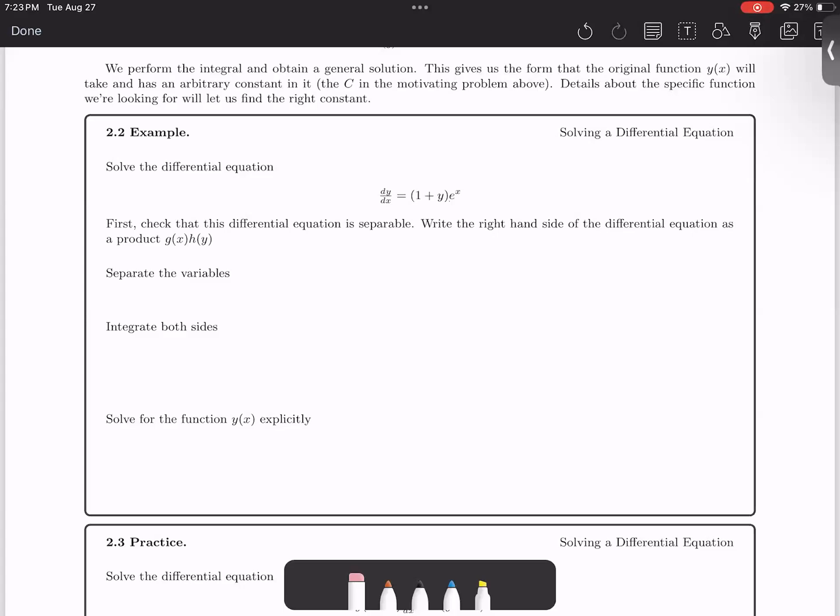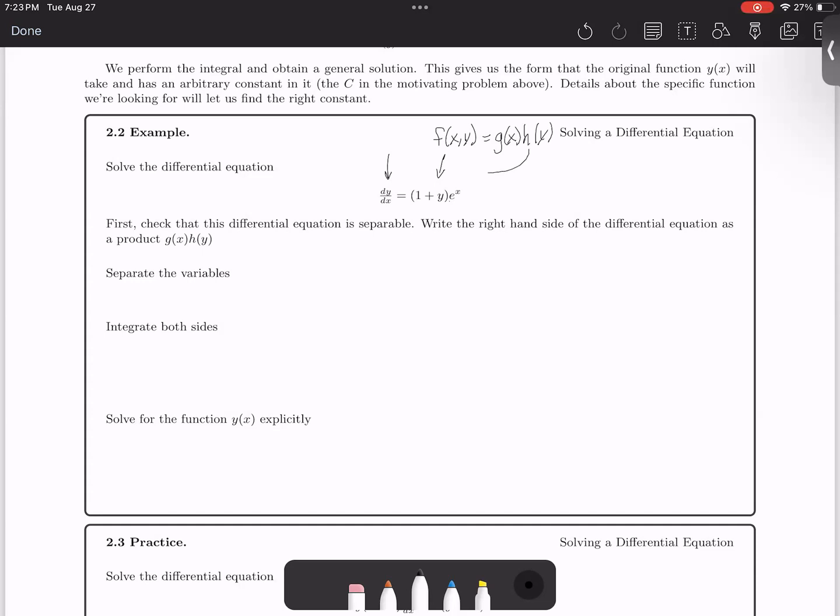Example 2.2 has us solving our first separable differential equation. It is a differential equation because it is an equation with a derivative in it, and it is separable because we can write this right-hand side, f, which has a bunch of x's and y's in it, as a product of a function of x and a function of y.